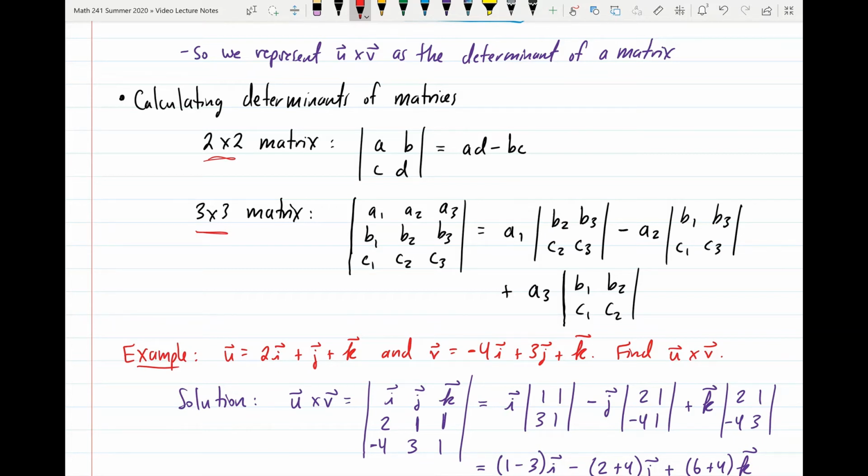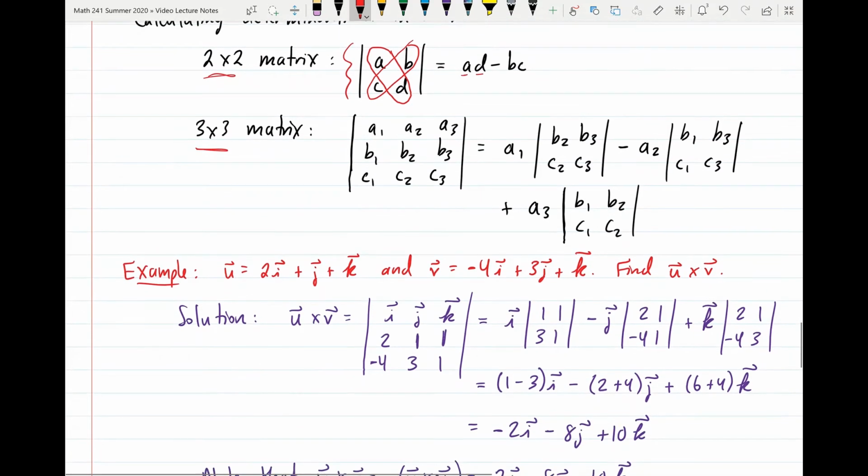So for 2 by 2 matrices, which I have written here as A, B, C, D, where the first row is A and B, and the second row is C and D, the determinant of that matrix is defined to be A times D minus B times C. So you can think about it as multiplying this diagonal and then subtracting the product of this diagonal. That's probably the best way to think about it. So this is something you want to memorize. This is the determinant of a 2 by 2 matrix.